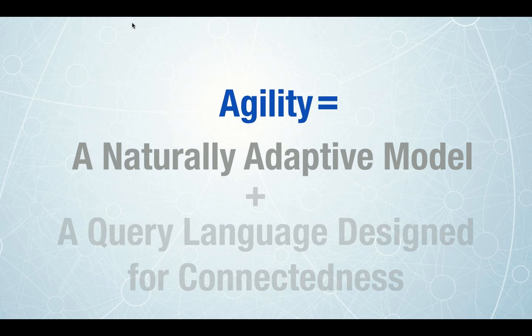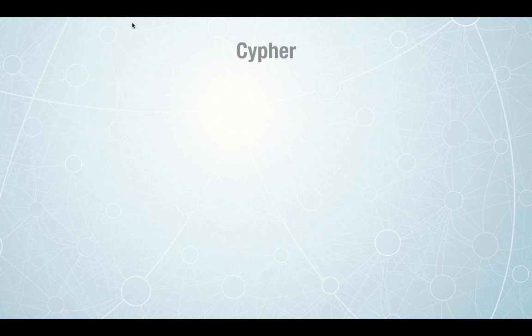And finally, of course, there's the agility, where you've got this data model that fits the way you already think about things, and that can expand gracefully. And if you're using a graph database like Neo4j, you get a query language that is designed for thinking and expressing ideas around connectedness.